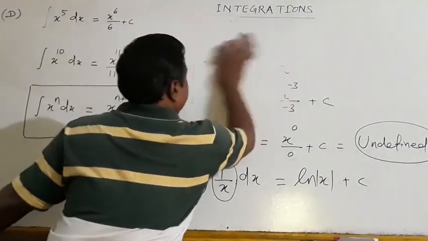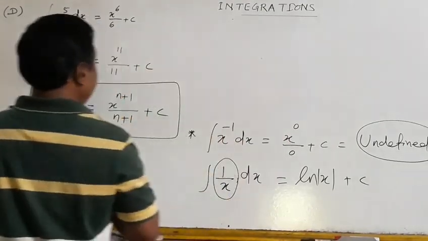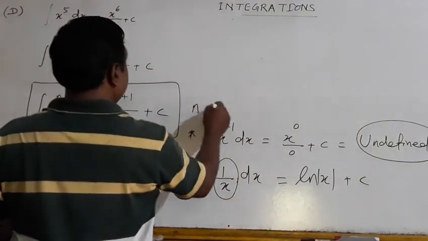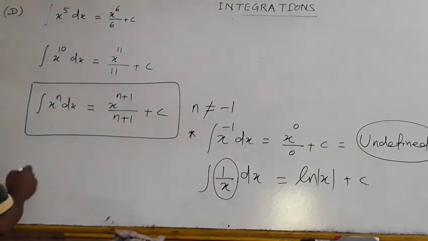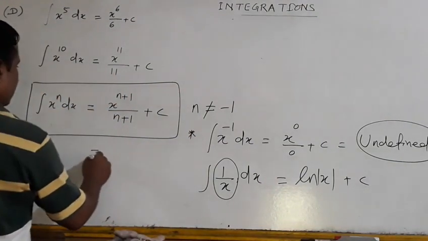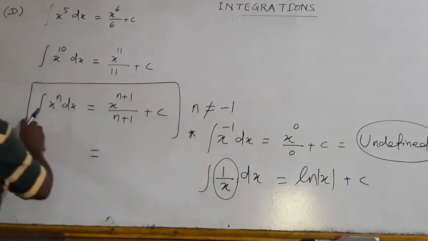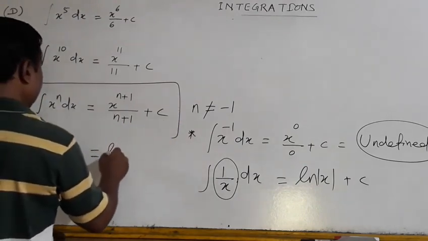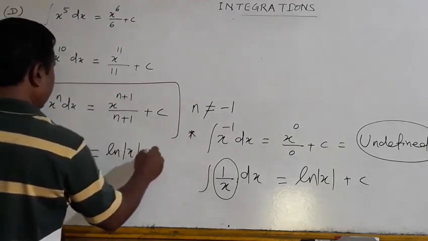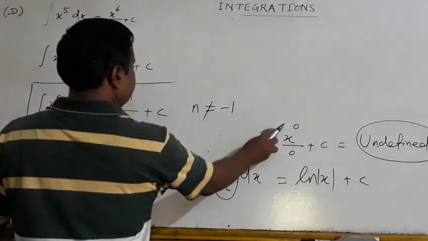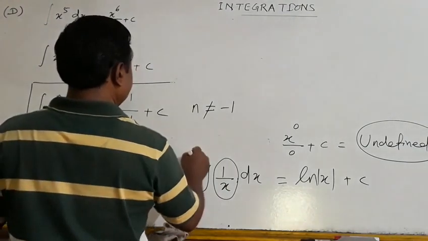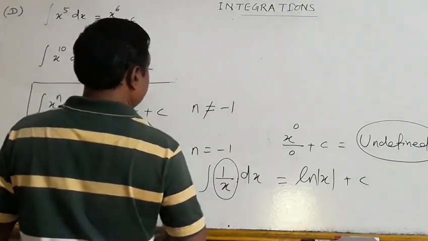But this is the condition for n not equal to minus 1. For n equal to minus 1, what will be the formula? The formula will be ln mod x plus c when n is equal to minus 1.